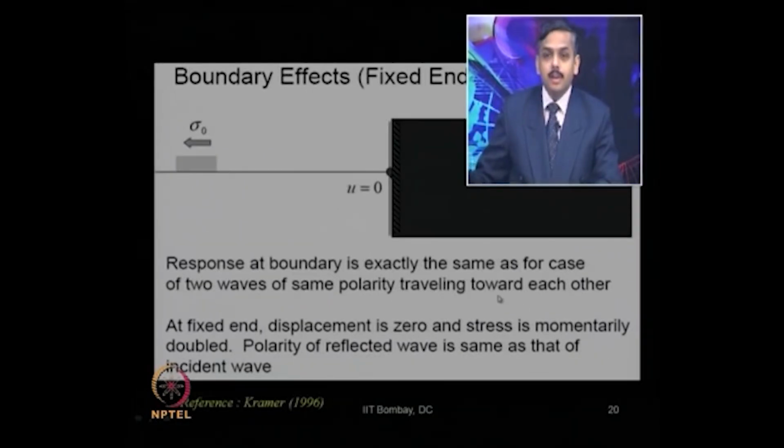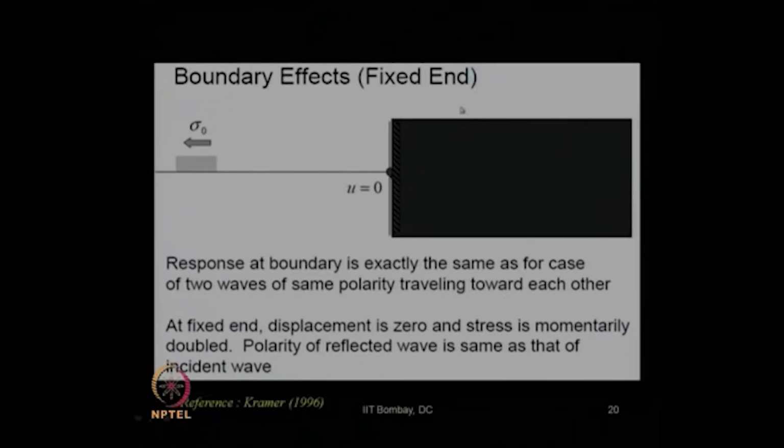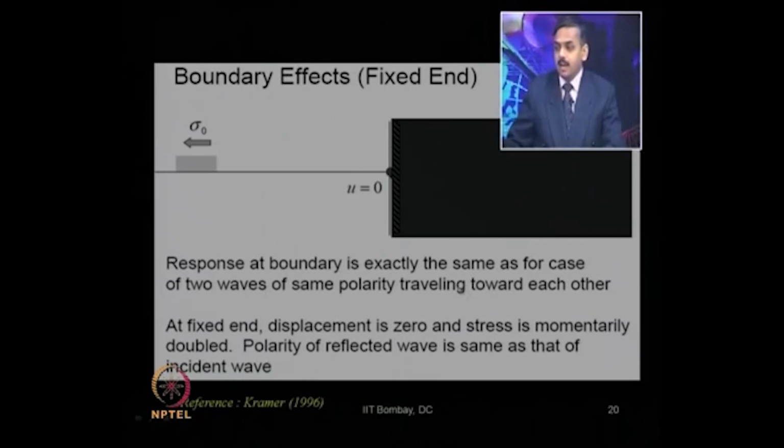Another boundary effect, let us see. When we have the fixed end, suppose a wave is traveling and this is a fixed end of a body or that infinite rod which we are considering for this one dimensional wave propagation. What will be the response at the boundary? It is exactly the same as the case of two waves of same polarity traveling towards each other. That is the previous slide we have seen, the same effect will come at the fixed end also, that is u will be 0, because at the fixed end the displacement is 0.